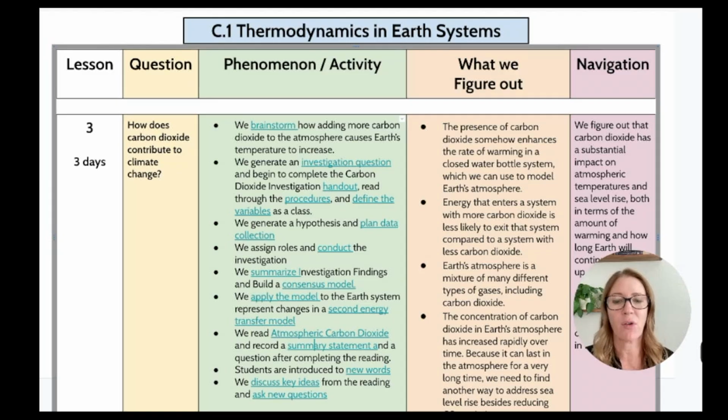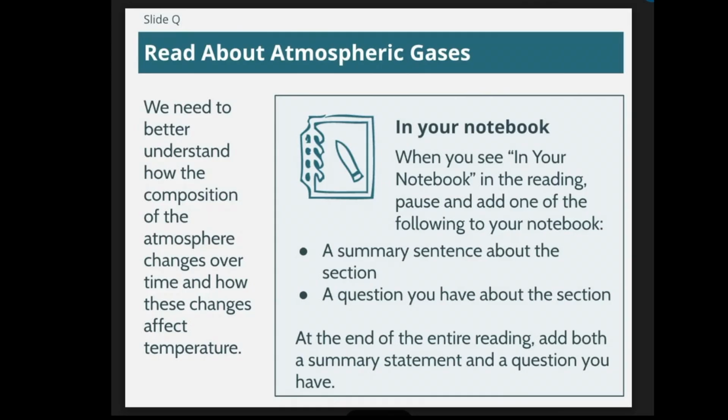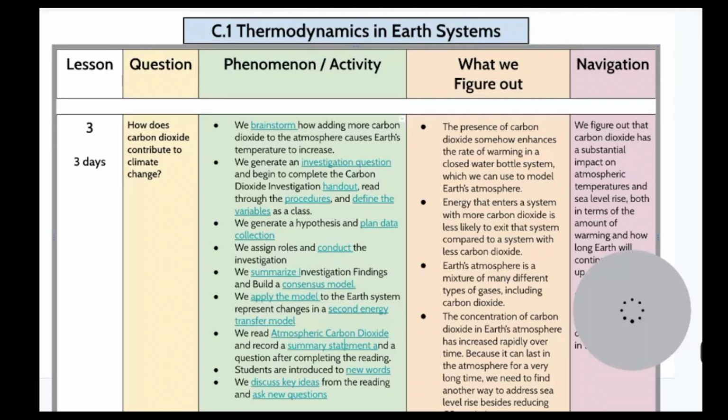The handout doesn't have questions, but there's a slide that will go along with this reading, and they're going to write summary statements at the end of each section of the reading. You read a section, and they write a summary sentence in their notebook and a question they have about that section. At the end of the entire reading, they're going to add another summary statement and a question they have. It's a literacy reading strategy to help us better understand how the composition of the atmosphere changes over time and how these changes affect temperature.